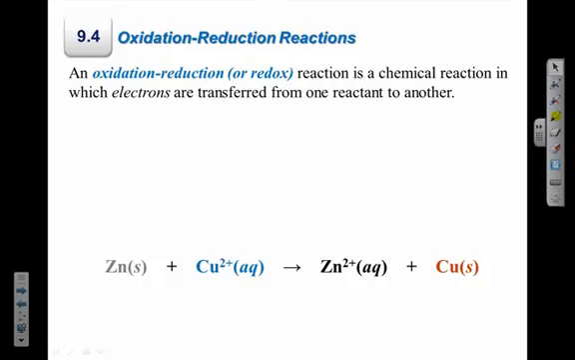The section we're going to talk about today is redox chemistry. The word redox is a combination of the words reduction and oxidation. Last time we talked about acid-base reactions. Acid-base reactions and redox reactions are probably the two most common types of reactions. If you have an acid-base reaction, that's not a redox. So they're different.